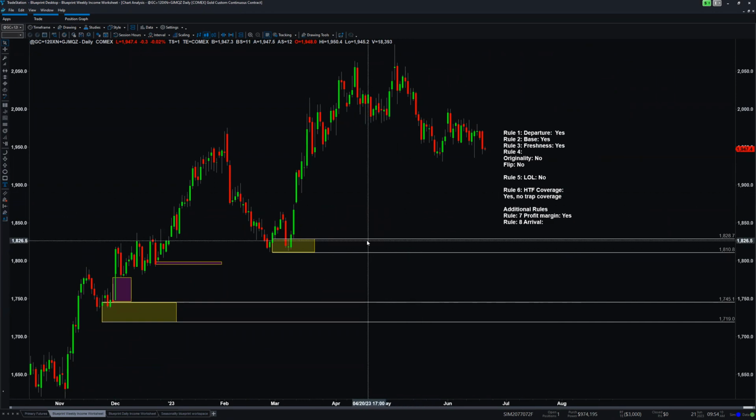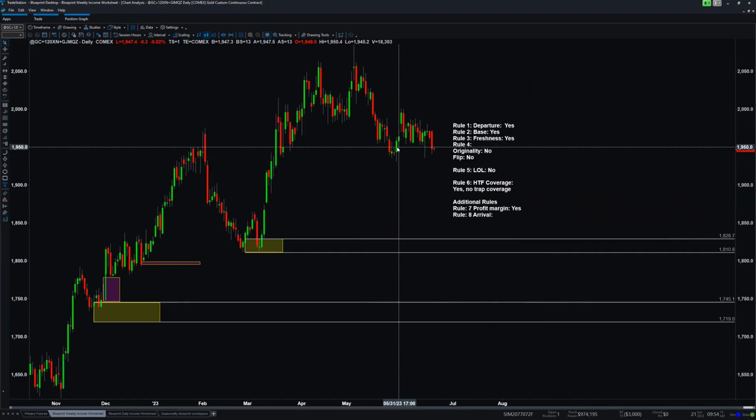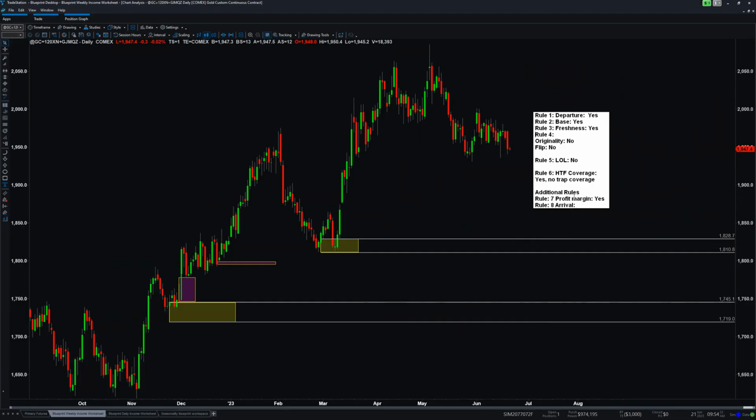Right. So we now spent quite a lot of time on gold. And there's one additional asset specific rule that I want to point out here. And that is the net commercial net long.